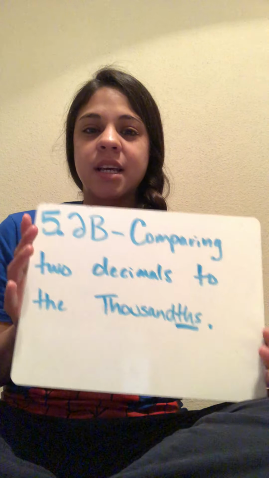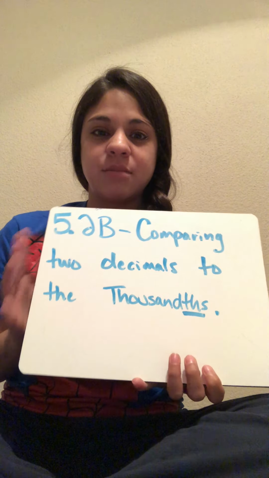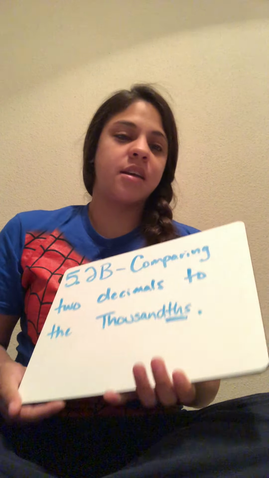So today I will be discussing 5.2b, comparing decimals to the thousandths. And what I want to go over, first of all, is the vocabulary. So the vocabulary, whenever you have questions about comparing decimals, you'll have, of course, compare, which statement is true, or which statement is not true.